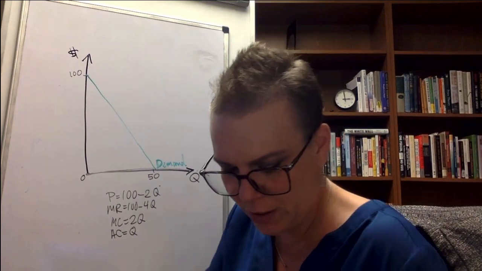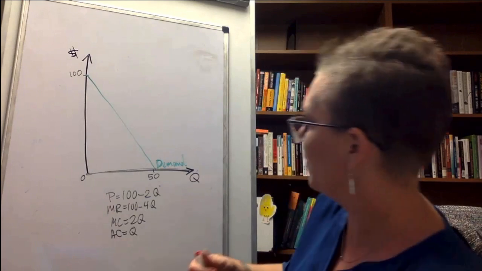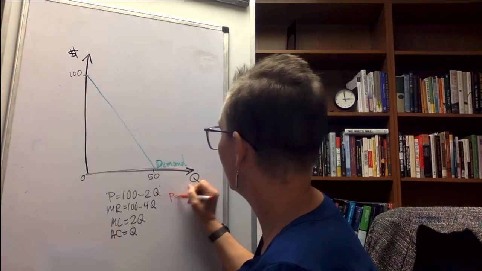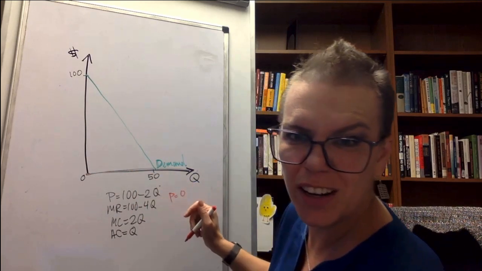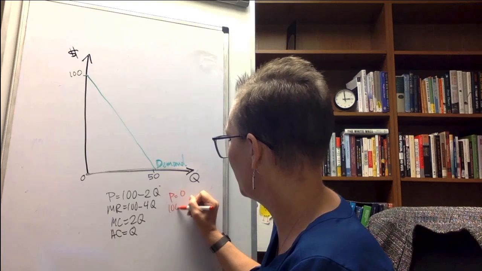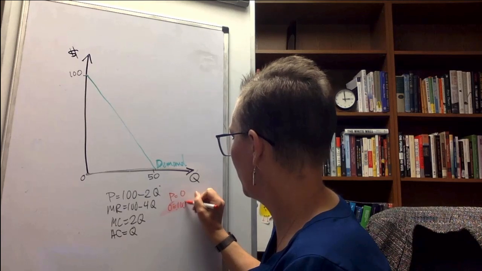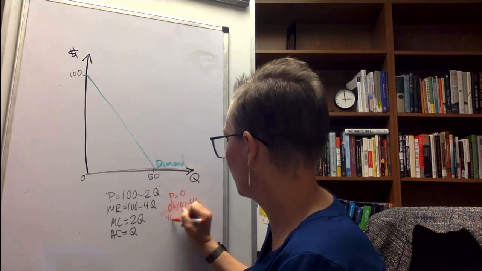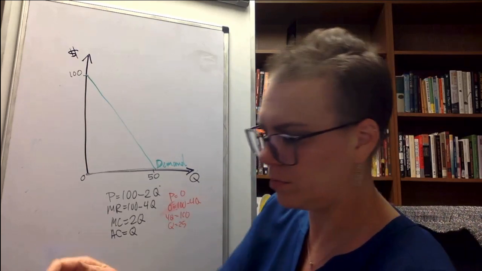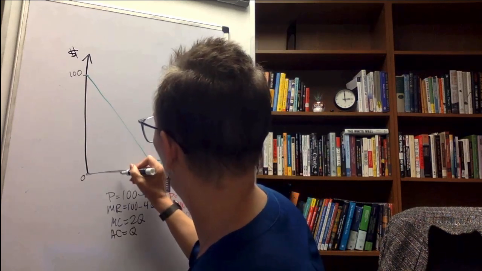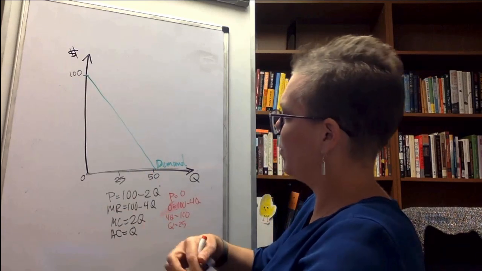Marginal revenue curve is going to have twice the slope of the demand curve. When P is 0, we want to see what it's going to cross at. Spoiler alert, it's going to be 25. It's going to start at 100. So 0 equals 100 minus 4Q. 4Q equals 100. Q equals 25. So that's going to be right about here. And so that'll be our marginal revenue curve.